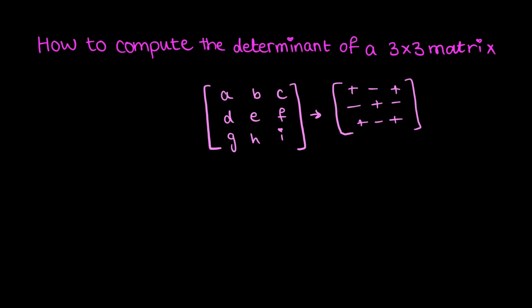Next thing I need to establish is a minor. Every single element has its own minor, and to find it, for example, we'll look at element A. To find its minor, I have to cross out its row and column and compute the determinant of the leftover matrix. And the determinant of this leftover matrix is the minor of element A.